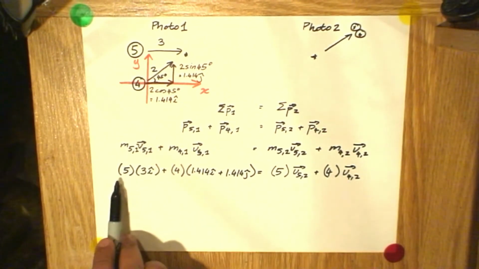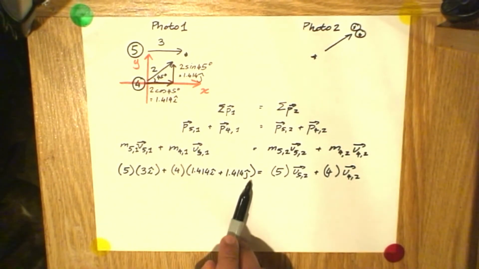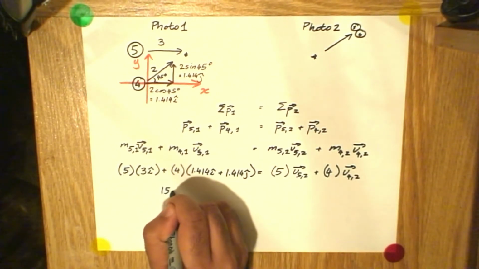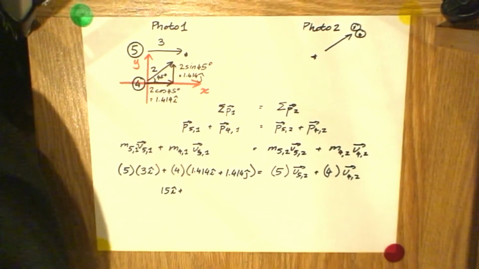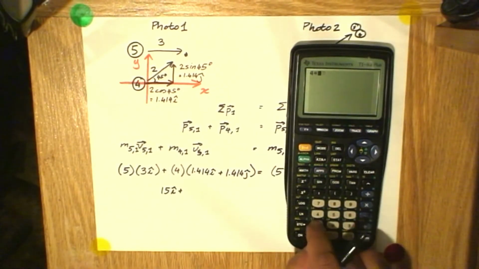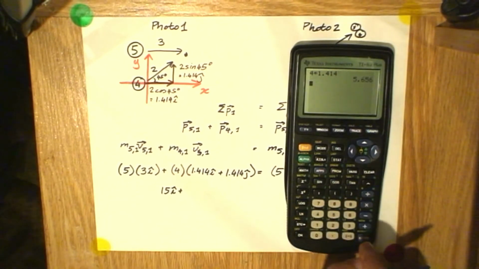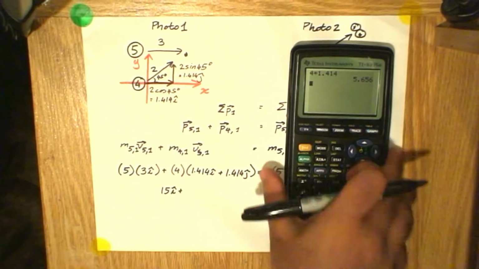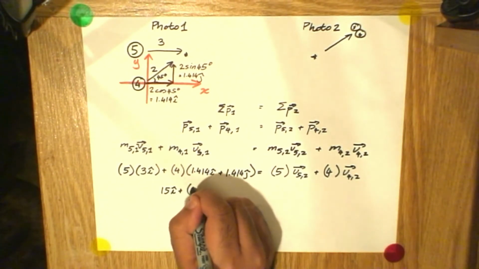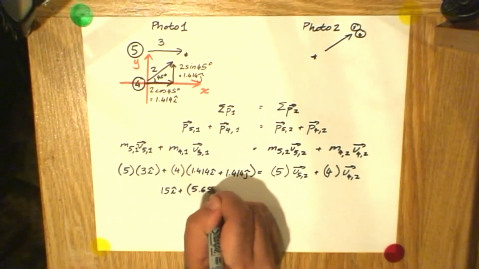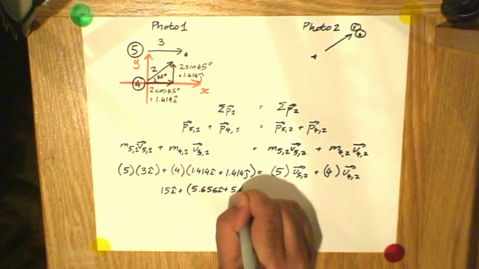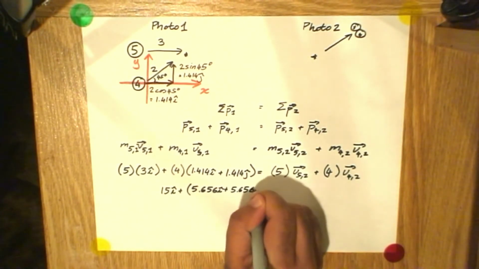Let us simplify the left side. This now becomes 15 i hat plus 4 multiplied by 1.414 is 5.656. So that's going to give us 5.656 i hat plus 5.656 j hat.